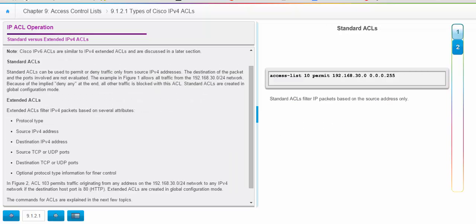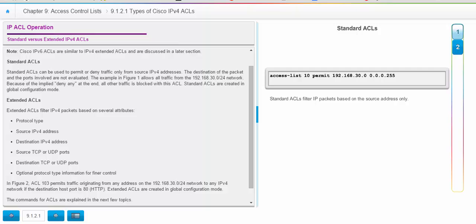Now, with Cisco and IPv4, we have two types of ACLs: standard ACLs and extended ACLs. Your standard ACL can be used to permit or deny traffic only from source IP addresses. The destination of the packet and the ports involved are not evaluated. It's only looking at the source. The extended ACLs filter IPv4 packets based on several attributes. So it's not just looking at the source IP address. It's going to look at the protocol type, the source IPv4 address, the destination IPv4 address, your source TCP or UDP ports, your destination TCP or UDP ports, and the optional protocol type information for finer control.